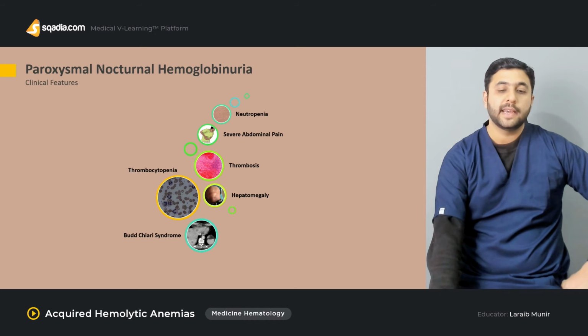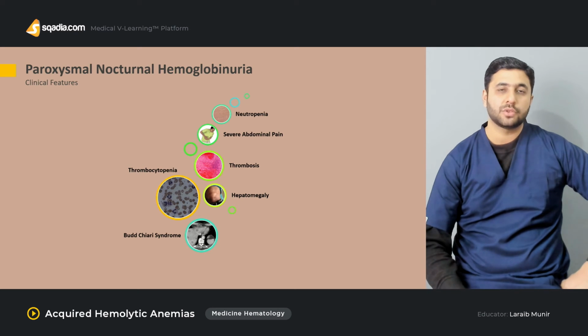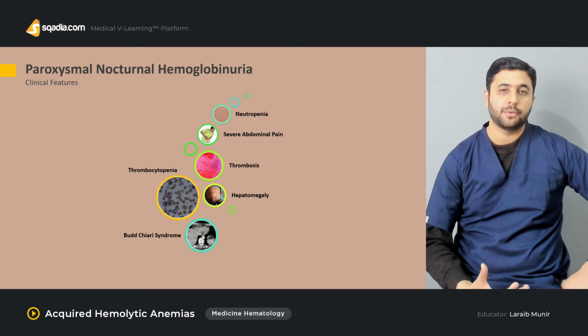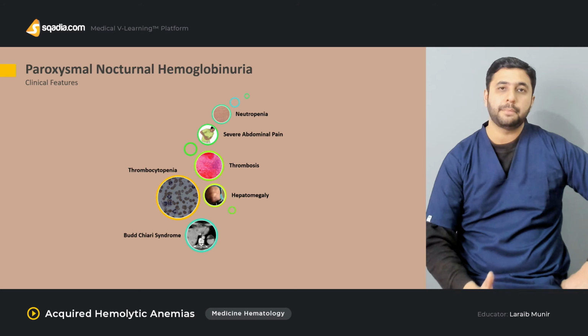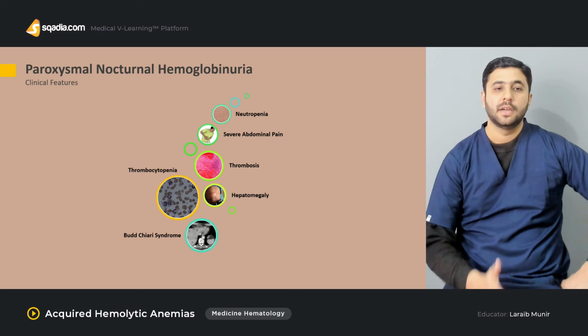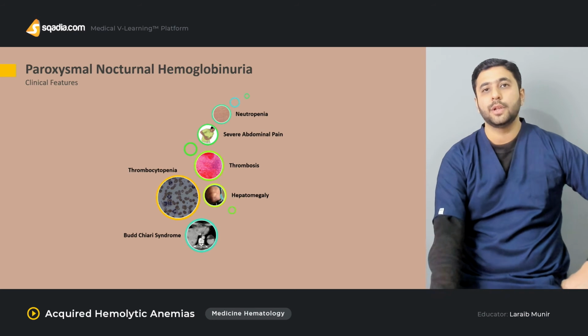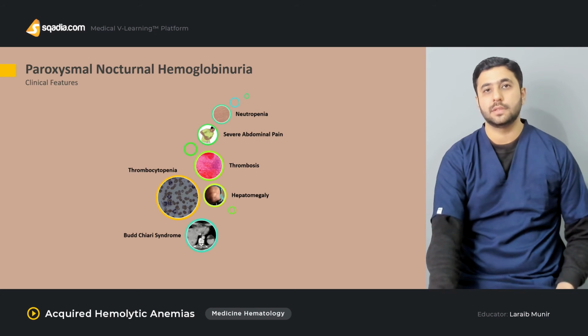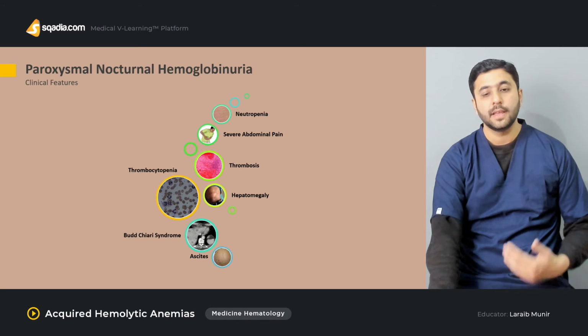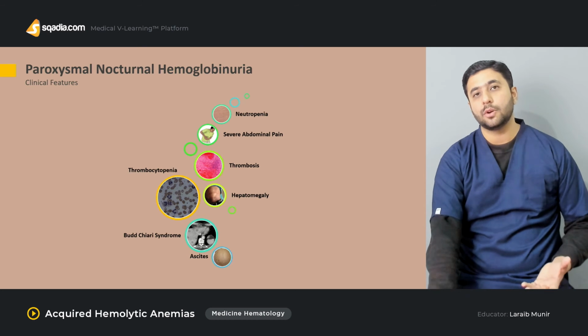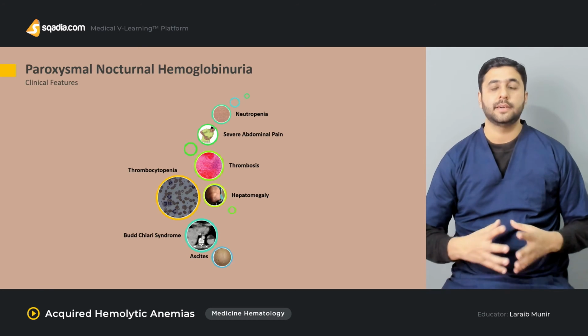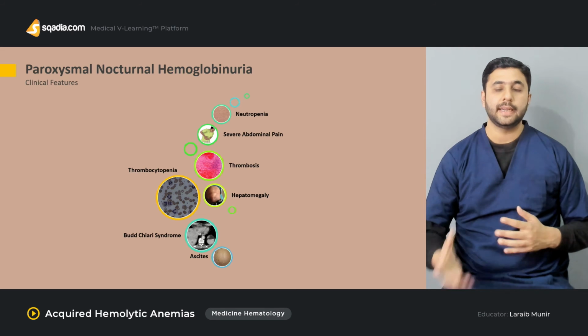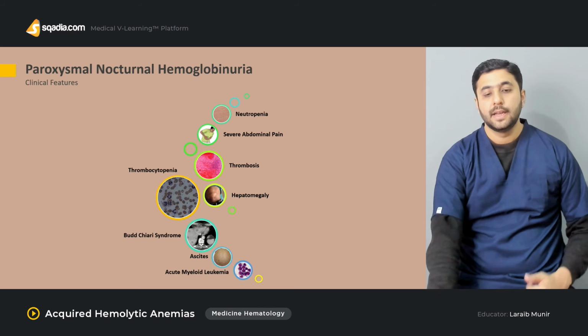And Budd-Chiari syndrome, this is because of hepatic or portal vein thrombosis leading to hepatomegaly. Budd-Chiari syndrome is very specific, and if we have a patient presenting with a venous thrombus in the hepatic vein or a portal vein, it becomes very imperative to investigate that patient for paroxysmal nocturnal hemoglobinuria, because this can be a presenting complaint of this disease. And this hepatomegaly can, over a period of time, be so large that it can lead to liver failure or cirrhosis, and lead to ascites as well.